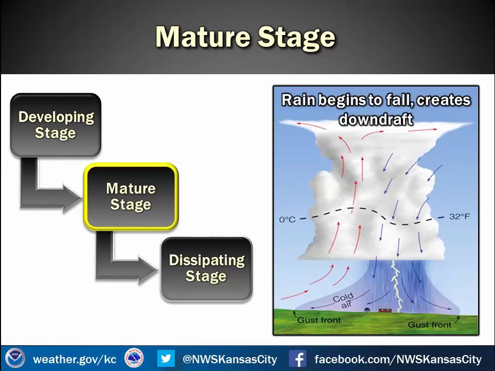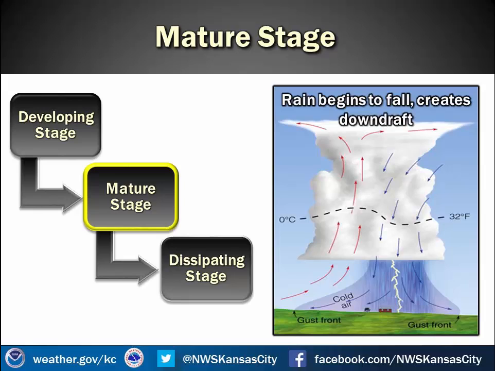Now, once we reach the mature stage, the updraft has developed enough that it's producing precipitation. As that precipitation falls, it produces a downdraft. So as the precipitation falls, it's dragging the air down with it. That gives us the downdraft. That's where all the rain is falling. All the rain falls in the downdraft. As that downdraft air hits the ground, it spreads out, and that's what can produce our strong straight line winds.